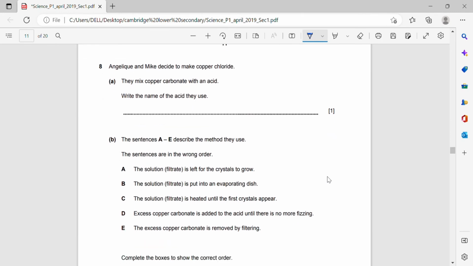Question 8. Angelique and Mike decide to make copper chloride. Okay. They mix copper carbonate with an acid. Write the name of the acid they use. يبقى هم عايزين ايه؟ هم عايزين copper chloride. طيب وعندهم copper carbonate عملوا له mixing مع acid. ايه الاسيد ده؟ طالما اداني copper chloride يبقى الاسيد ده فيه chloride يبقى الاسيد ده اسمه ايه؟ Great. Hydrochloric acid.